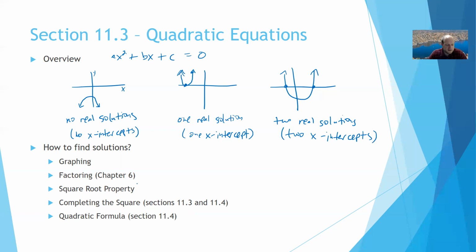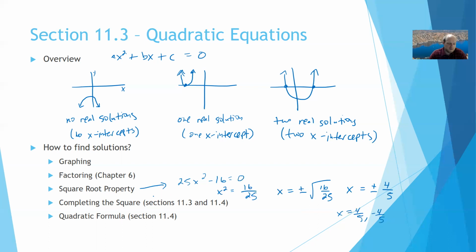We had the square root property, where maybe something like 25x squared minus 16 equals 0. And then we took this problem, and I'm going to skip some steps here, but we basically add 16 and then divide by 25. So x squared equals 16 over 25. We take the square root of both sides, which makes it plus or minus. And then essentially we have two solutions: positive 4/5 and negative 4/5. So that's how the square root property worked.